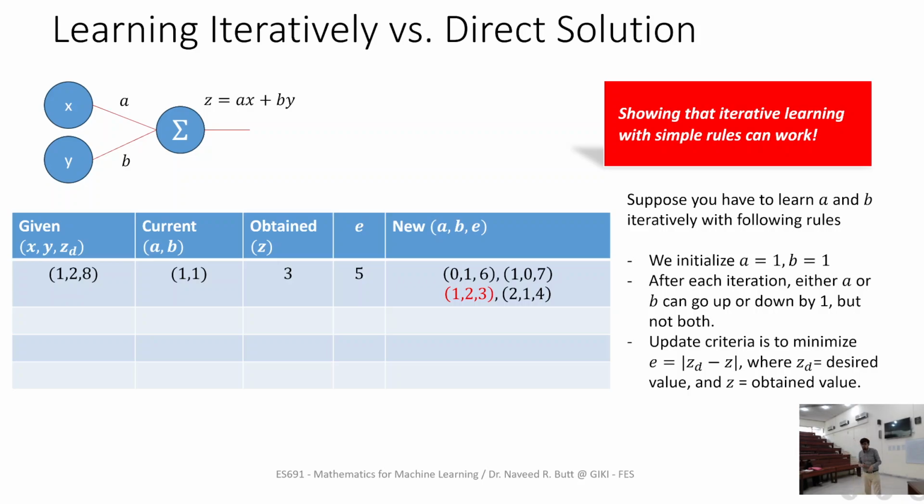Just like the neuron thing. So now at the current values where we started, a was 1, b was 1, you would get 3. Agreed? Because 1 times 1 plus 2 times 1 is 3. How far are we from the desired? At the very start, we are 5 units away. Now, how many possibilities do you have given these simple rules for adjusting? Either one step up or one step down, one of them, not both. So you have 4 possibilities.